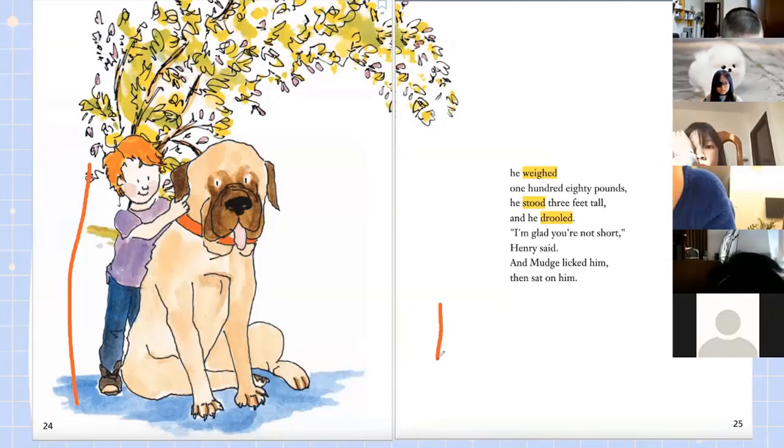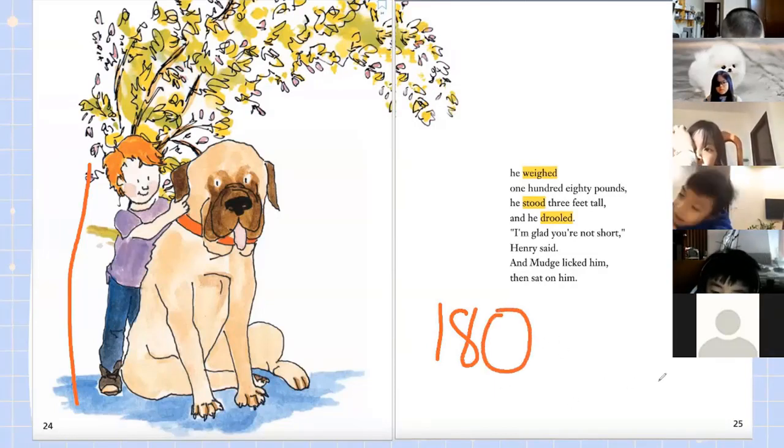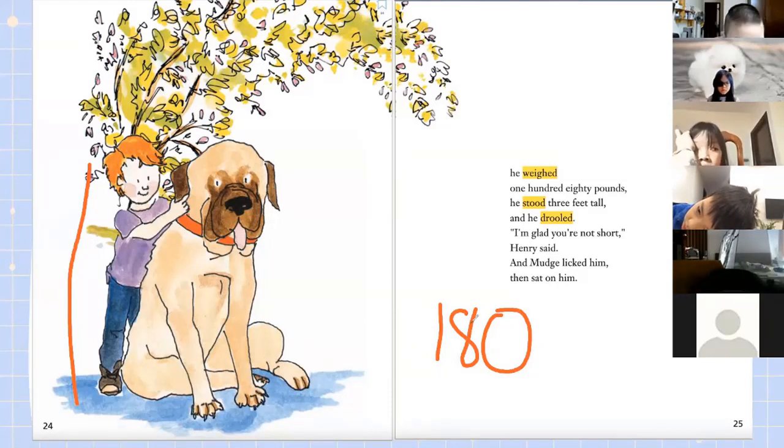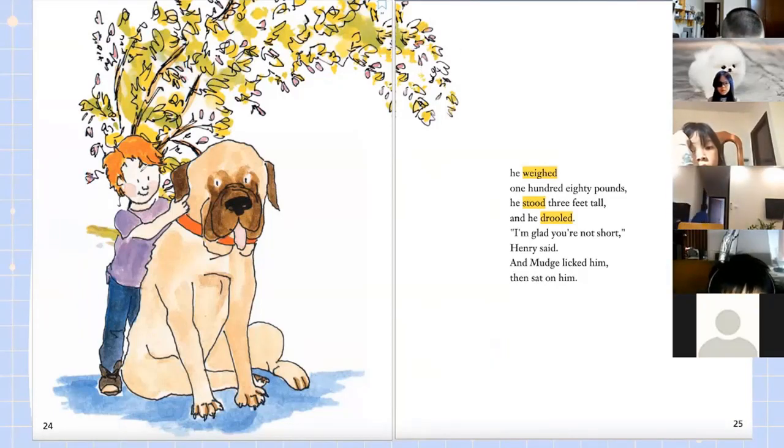And he's 180 pounds. So I could convert that into kilograms for us, but he is very heavy. He's bigger than an adult person. He's probably about the size of an adult male at 180 pounds. And that's a big adult man. So he's a really big dog.